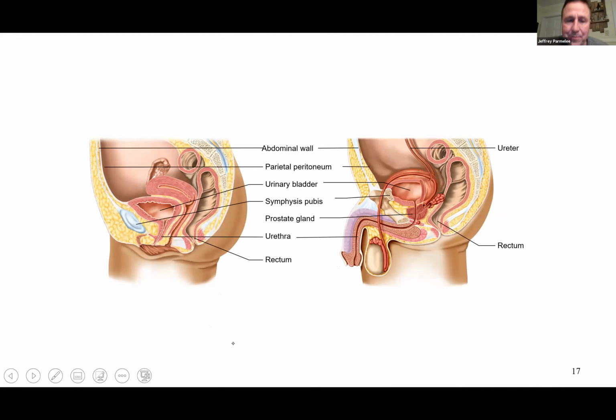All right, so men and women differ. Let's do that soon. But in terms of the bladder, let's take a look. In males, the bladder sits here, and behind it is the rectum, the large intestine. In females, here's the bladder, here's the rectum, but in between you have the vagina and the uterus. So there's a little difference there. You got some extra stuff going on there.